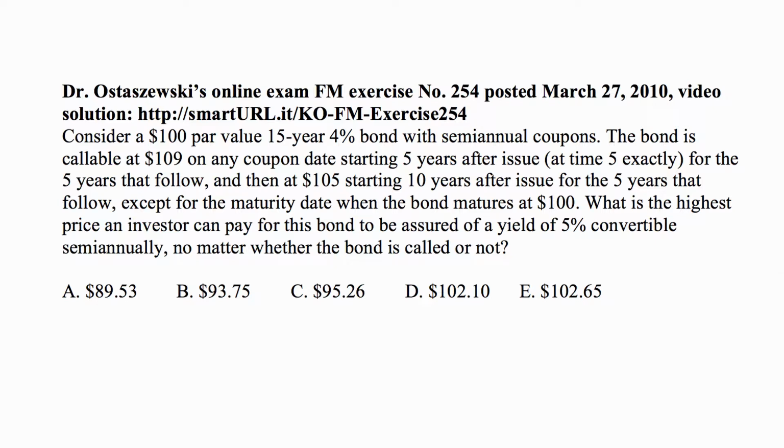Here's a problem for exam FM on financial mathematics. My exercise number 254. Consider a 100 par value 15-year 4% bond with semi-annual coupons. The bond is callable at 109 on any coupon day starting 5 years after issue, at time 5 exactly, for the 5 years that follow, and then at 105 starting 10 years after issue for the 5 years that follow, except for the maturity date when the bond matures at 100. What is the highest price an investor can pay for this bond to be assured of a yield of 5% convertible semi-annually, no matter whether the bond is called or not?